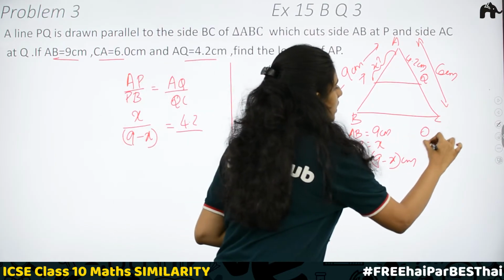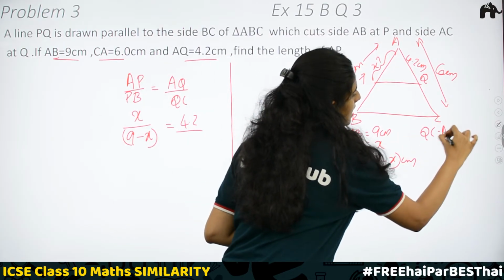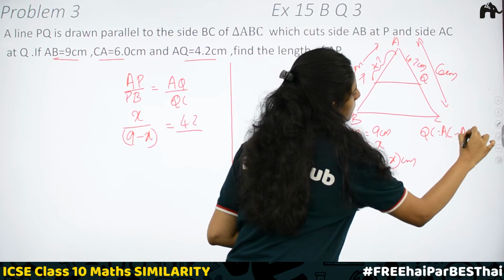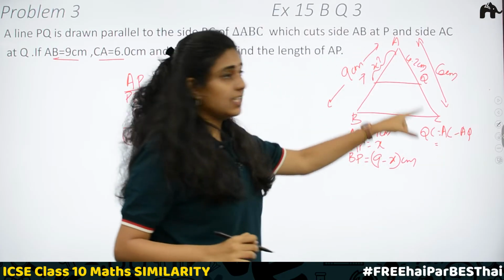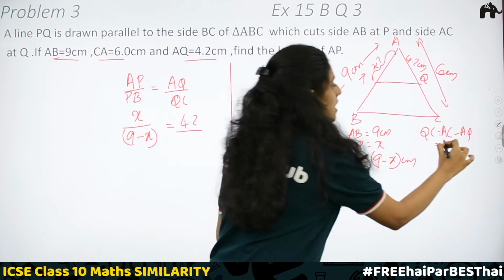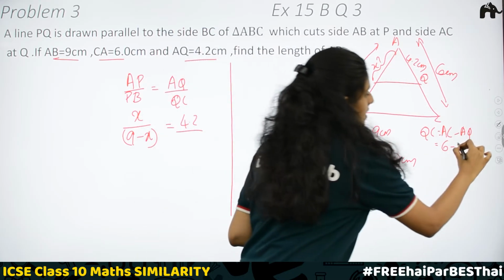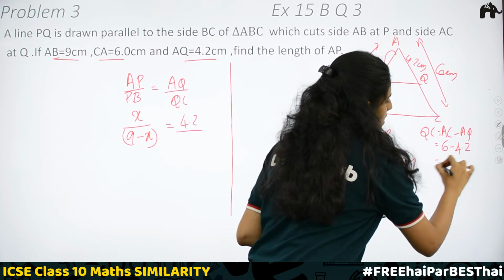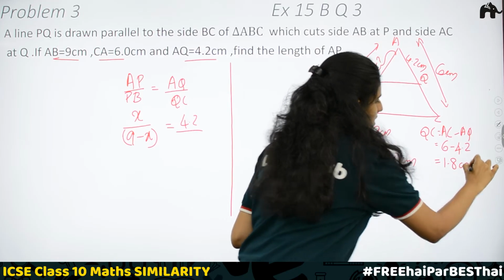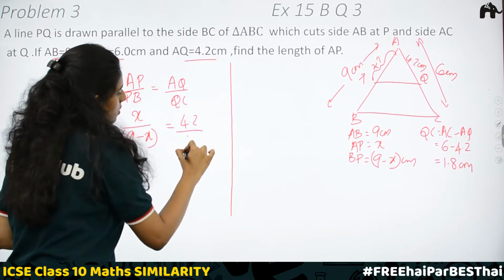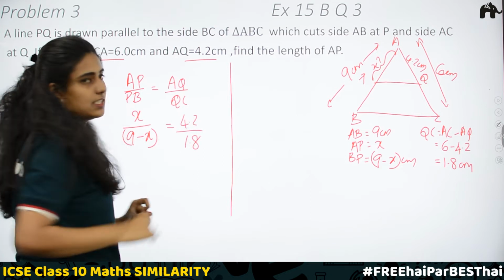What is QC? QC is this length. QC will be equal to AC minus AQ. We have AC given, that is 6 centimeter, 6 centimeter minus AQ is 4.2. 6 minus 4.2, which is equal to 1.8 centimeter. So, this part QC is 1.8 centimeter.